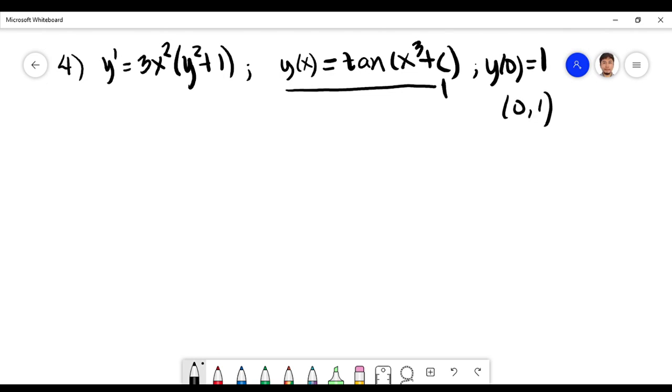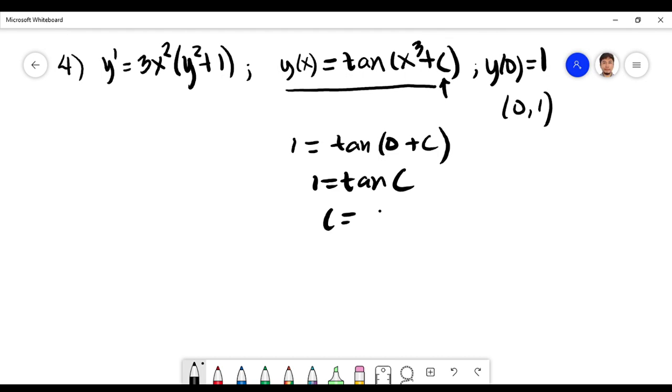So we have to find the value of our arbitrary constant, c. We just substitute our initial condition into our general solution. We have 1 equals tan of x, which is 0, plus c. So we have 1 equals tan of c. Finding the value of c, we have tan inverse of 1. Using the calculator in radian mode, we have the value of c of pi over 4.